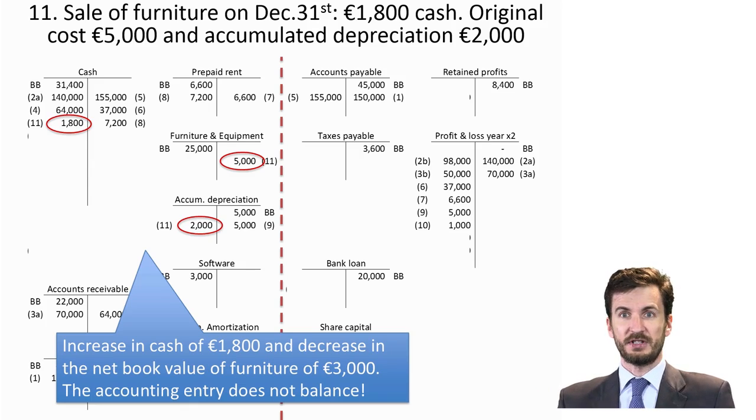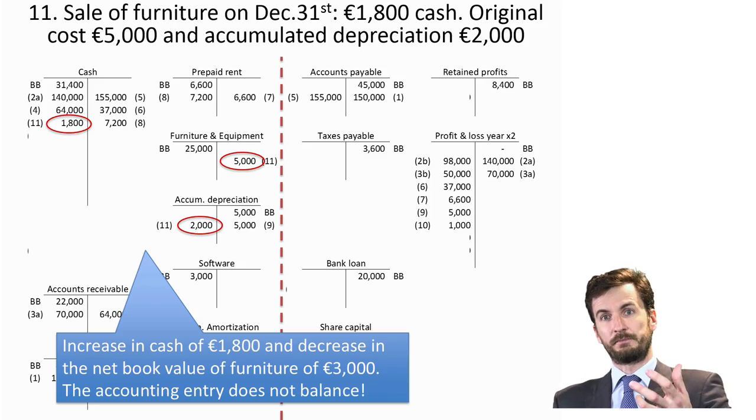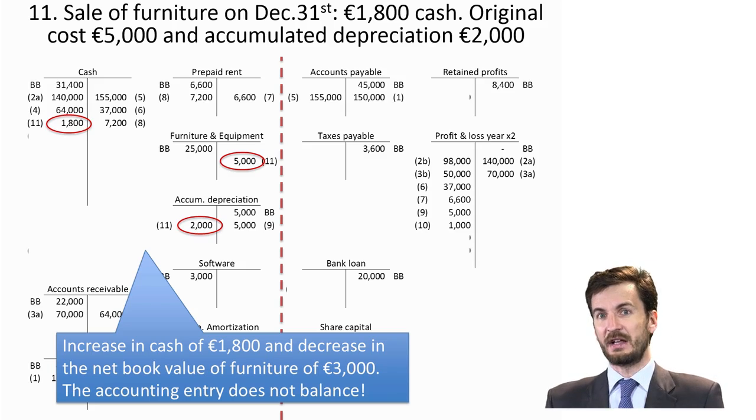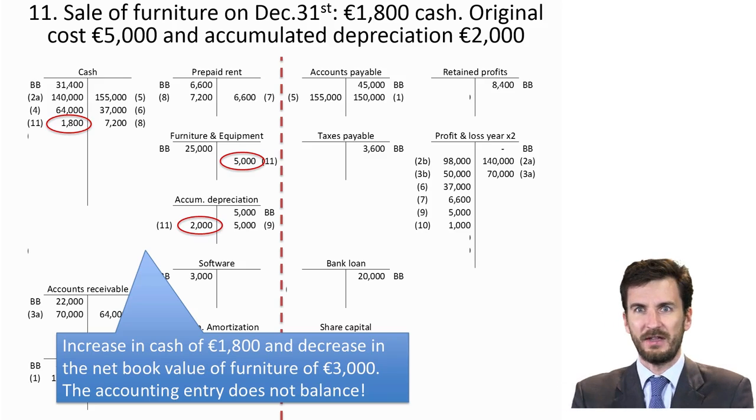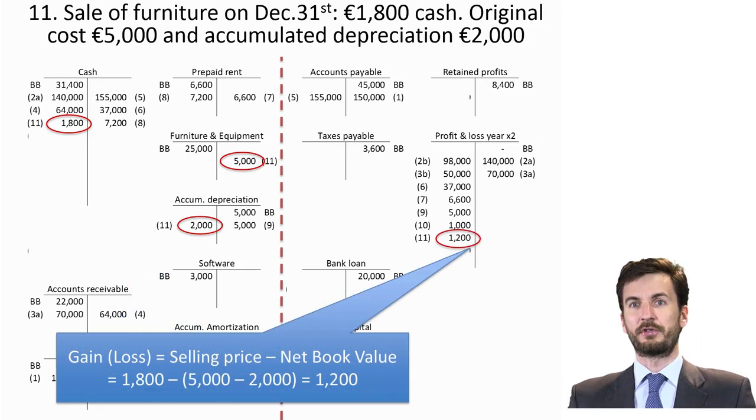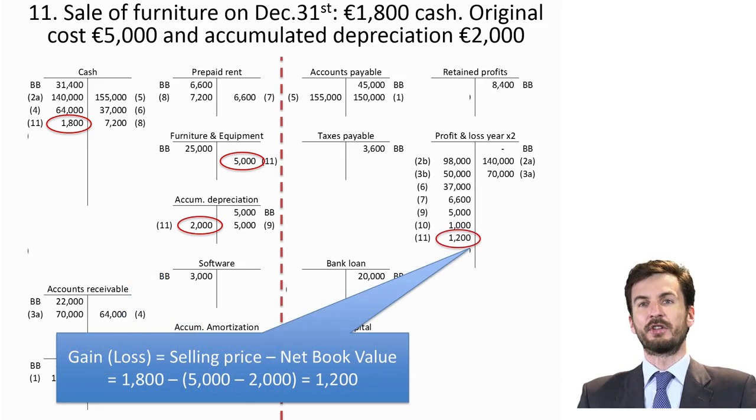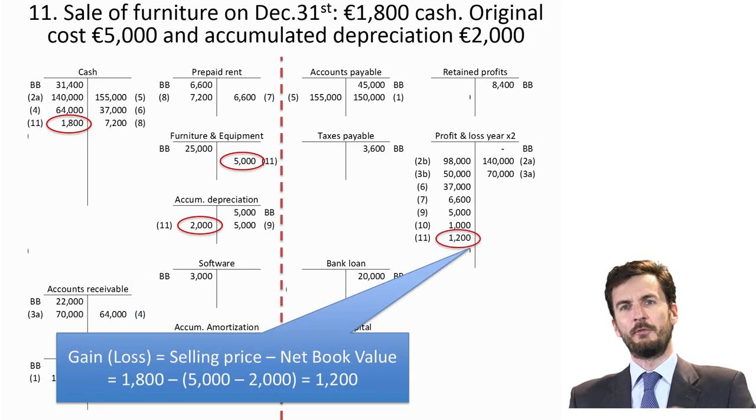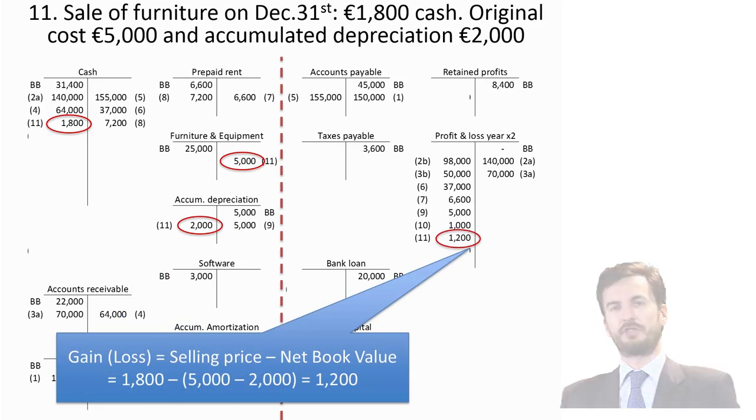Well, the difference is going to be, in this case, a loss. Why? Because we have received an asset of 1,800 euros, but we have given an asset of 3,000 euros. Therefore, here we are poorer, and we need to recognize that in the P&L. So in the P&L, we debit P&L with the loss on the sale of furniture.